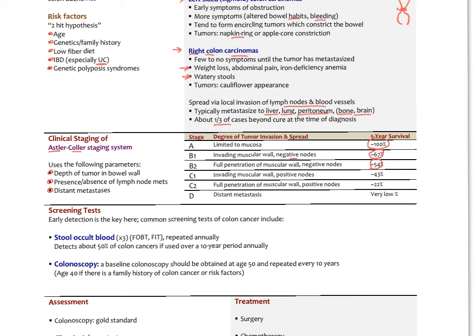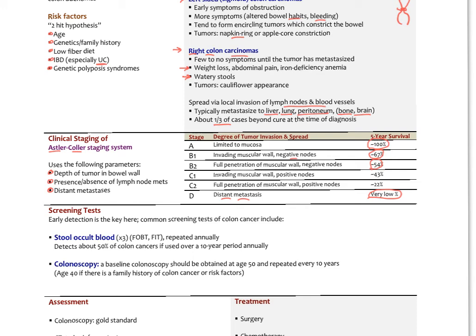Stage C1, C2, there's full invasion of the muscular wall with positive lymph nodes. And finally in stage D, we have distant metastases, and the prognosis is very low. I think it's under 5%, 5-year survival rate. So again, the key to colon cancer is to catch it early and to really treat it appropriately.